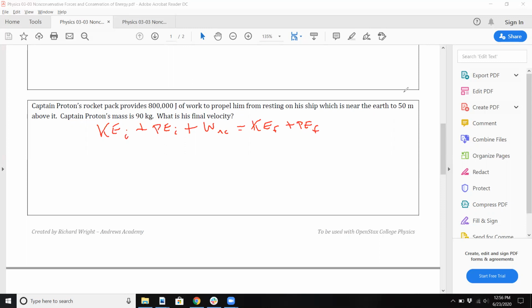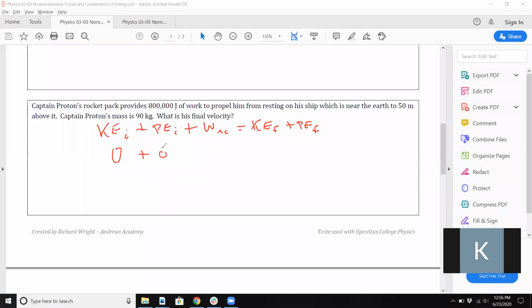Okay, so I'll have some other people help me out here, people I haven't really called on today. So Kate, I haven't called on you yet. What do you think his initial kinetic energy is going to be if he's resting on his ship right now? 0. Good. And he's on the Earth. So what do you think the initial potential energy is also? Remember, he's starting on the ground. Oh, 0. 0 again. Yep.